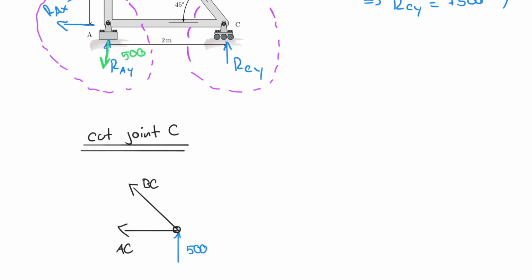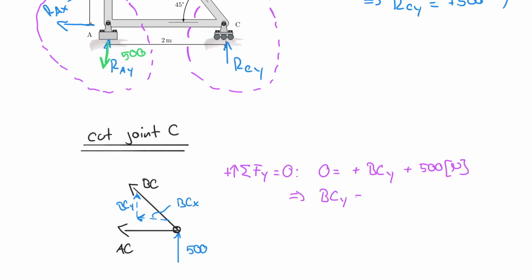So in all reality, my equation then would write as follows. Sum of the forces in the y direction is equal to zero, upwards positive, and zero is equal to, and now I'm going to use a little sketch help here. I have a vertical component and a horizontal component, and the vertical component would be BCY, and then here we would have BCX, and currently they both point in this direction. But we will soon learn that this is incorrect. So zero is equal to plus BCY plus 500 Newton. And if I rearrange this equation, then BCY is equal to negative 500. And really what that means is that we have 500 Newton going downwards.